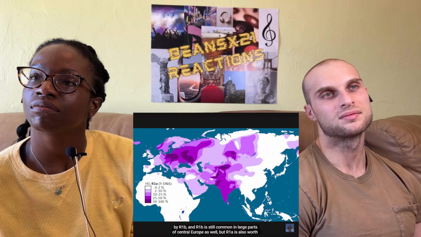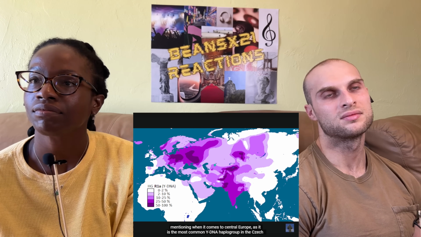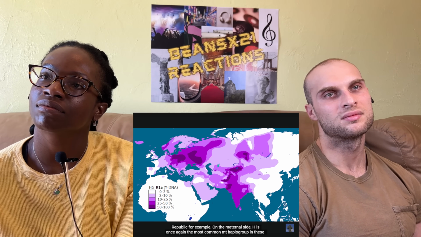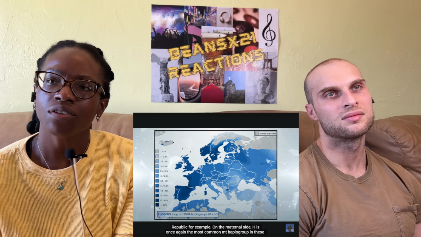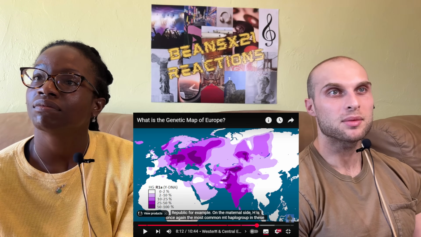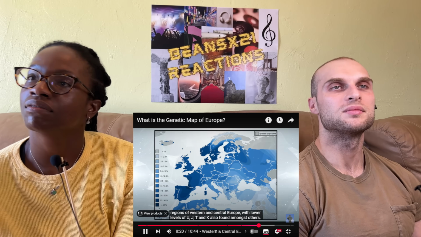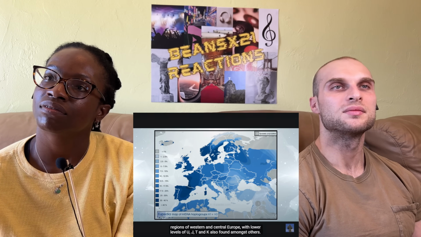But R1a is also worth mentioning when it comes to Central Europe, as it is the most common Y-DNA haplogroup in the Czech Republic, for instance. On the maternal side, H is once again the most common mitochondrial haplogroup in the dark purple regions of Western and Central Europe in this map, with low levels of U, J, T, and K also found amongst others.